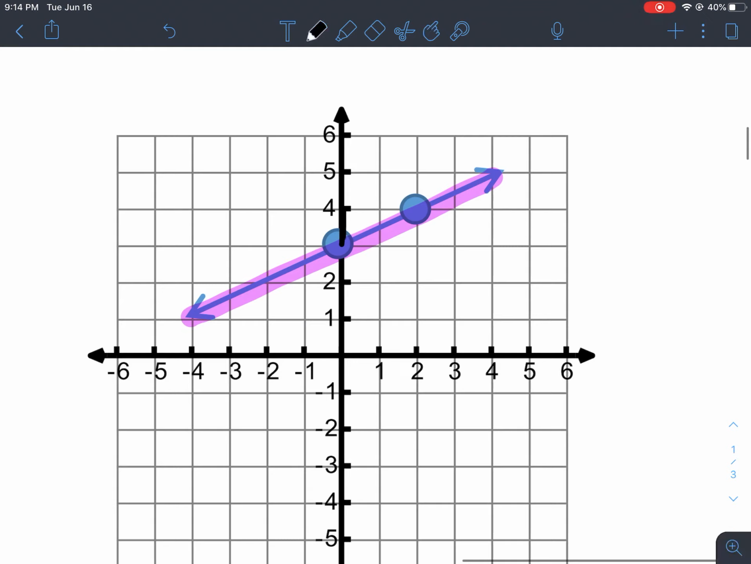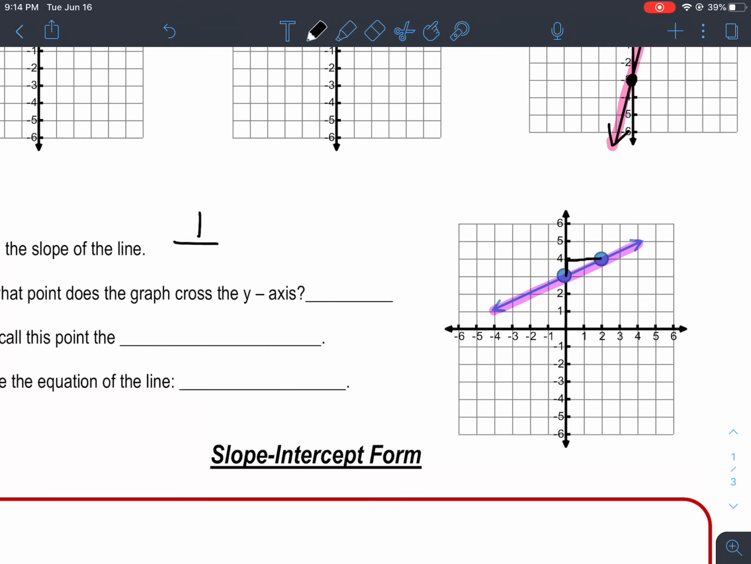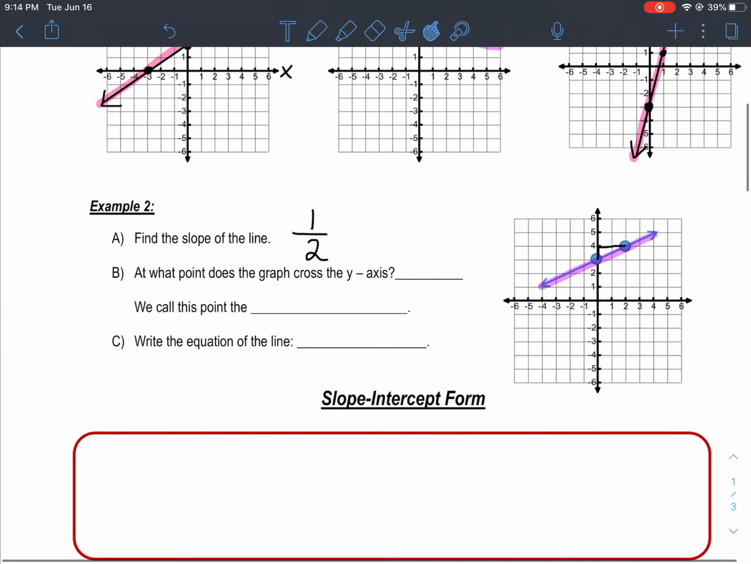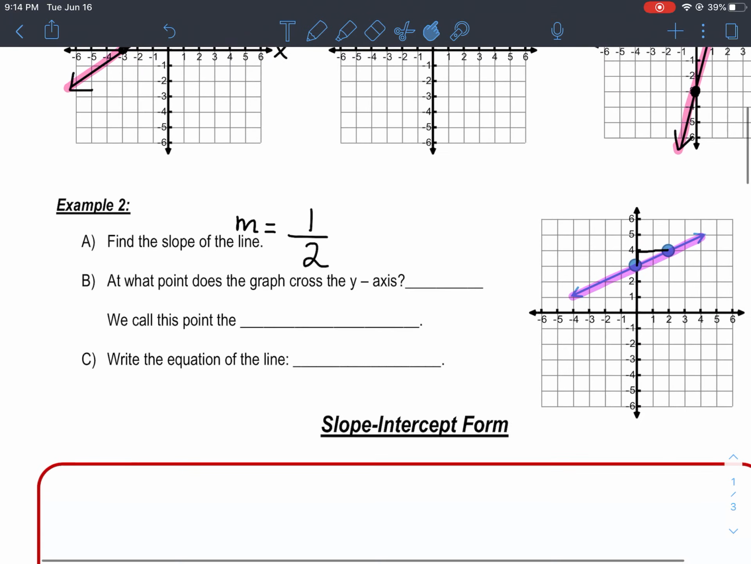And then how much are we going to the right? We're going over 1, 2 units. So we're going up 1 over 2. So our slope is 1/2. That's also known as M. M stands for slope. So M equals 1/2.